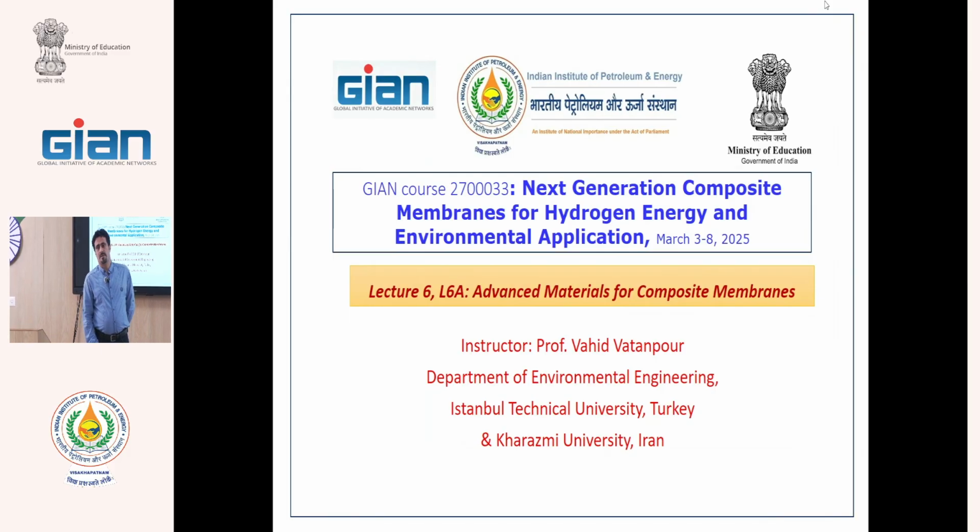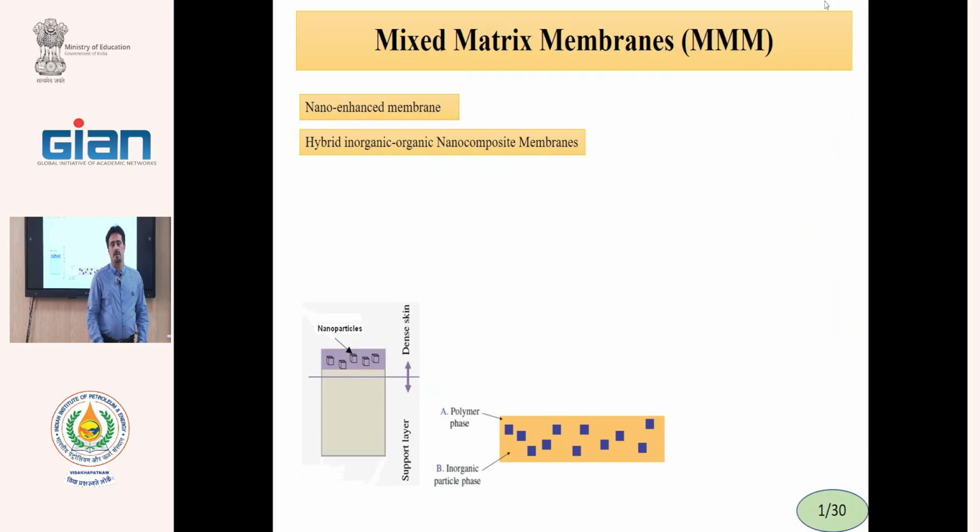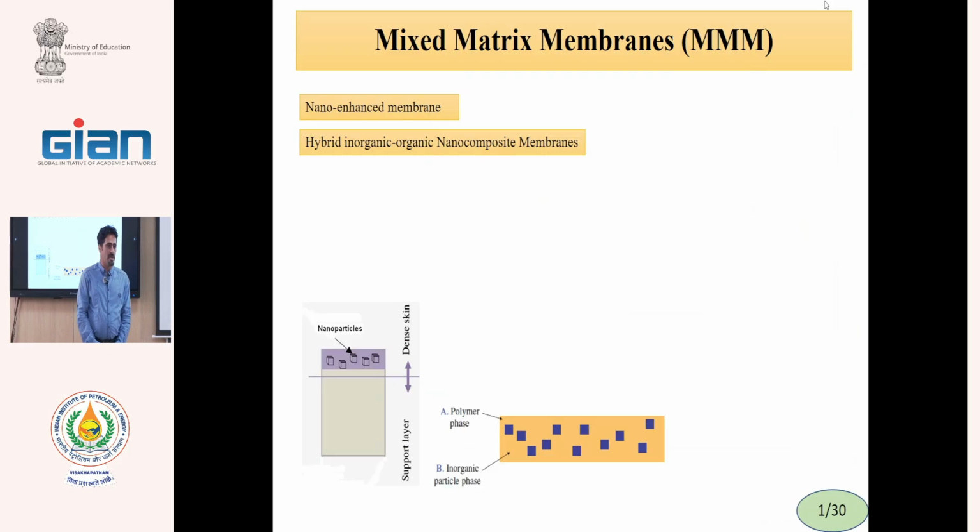In this lecture, we will speak about the use of nanomaterials in the fabrication of membranes. As you will see in the next lectures, in most cases we speak about the use of nanomaterials in the fabrication of membranes. And in most novel membranes, we say that the composite membrane and nanocomposite membrane can improve the resistance, stability, conductivity, flux, rejection, and other properties.